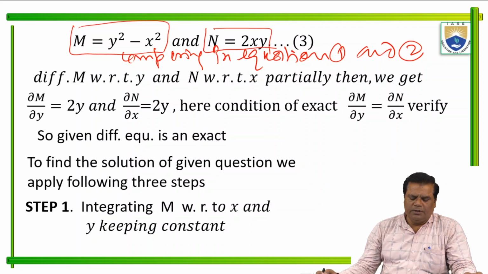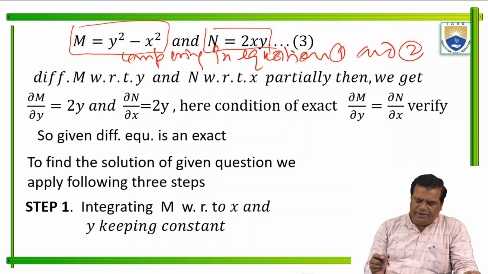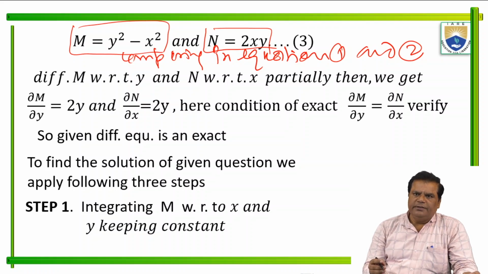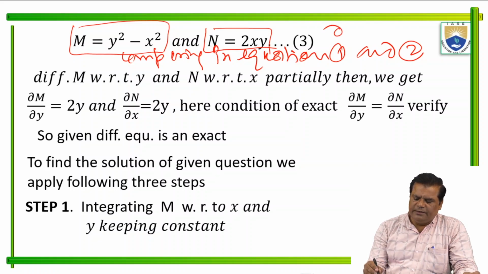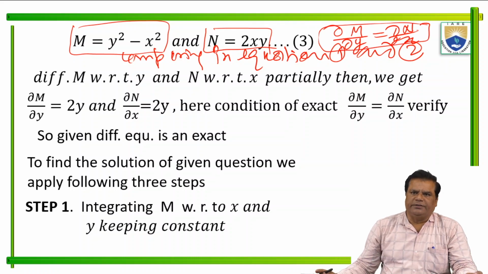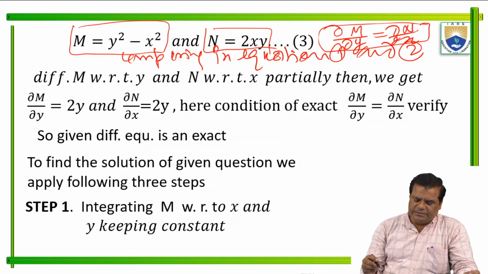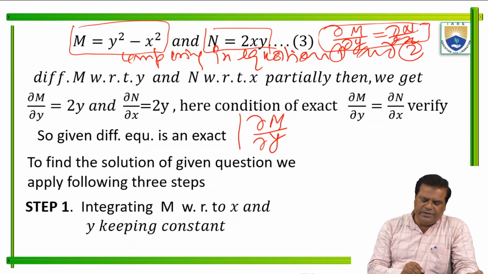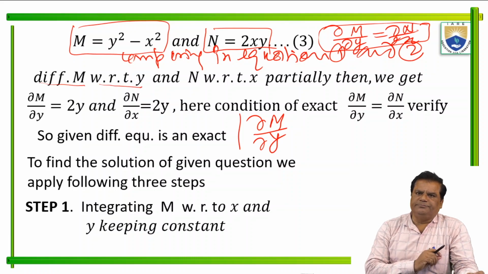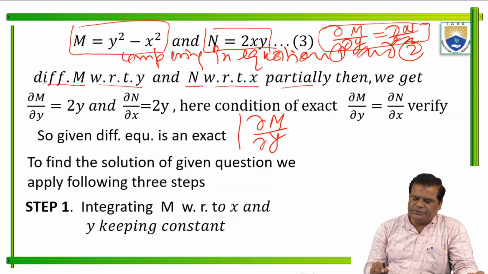2xy. Now if a differential equation is exact, then it verifies the condition del M over del y equal to del N over del x. This is the condition of exactness of a differential equation. So first of all we want the derivatives: differentiating M with respect to y and differentiating N with respect to x partially.